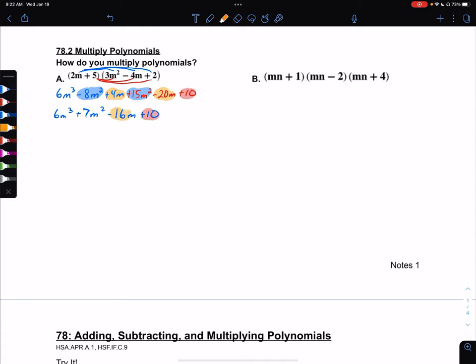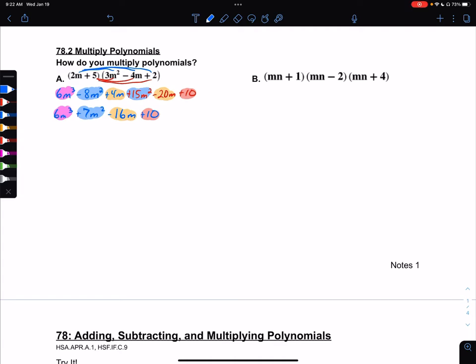Let me just highlight all this so we know where everything came from. And that's our final answer. All right, it's in standard form, it's in decreasing order of exponents, and there's no other like terms that we haven't combined, so we can stop there.